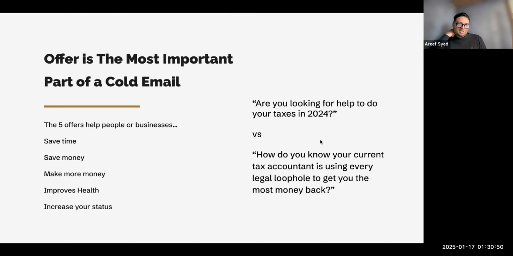More likely the second one, right? So try reframing your offers. Your email is perfect, you're reaching out to the right people, but if your offer is too generic, then probably they'll not respond to you. So if you are doing optimization, optimize your offer more than the rest of your email.